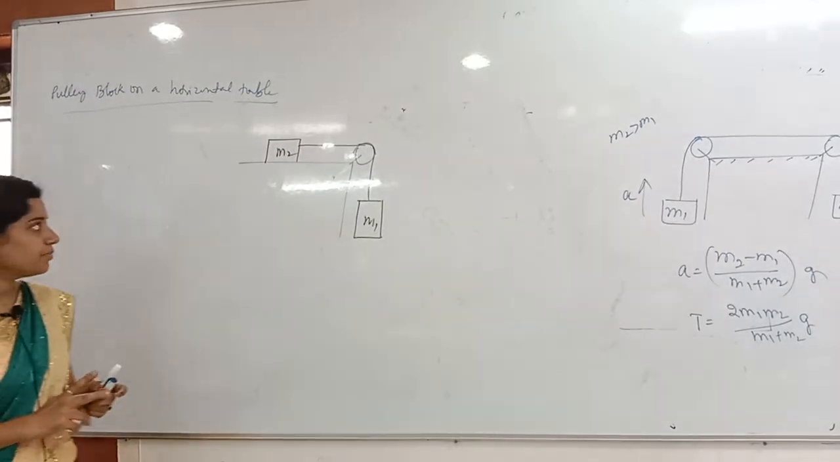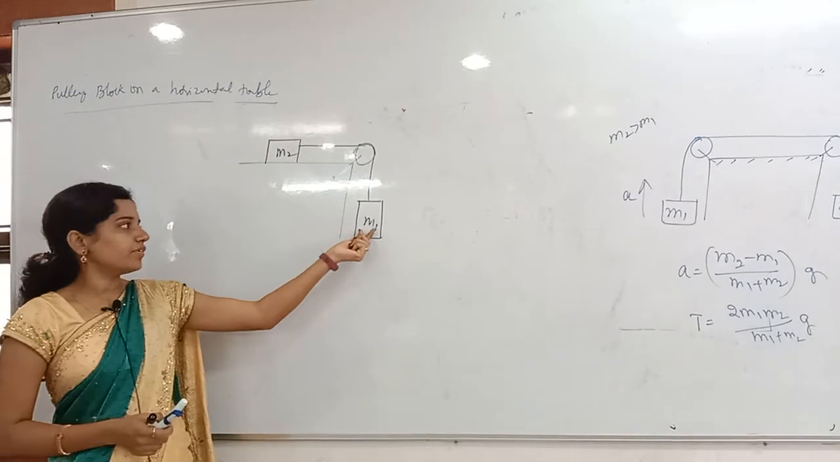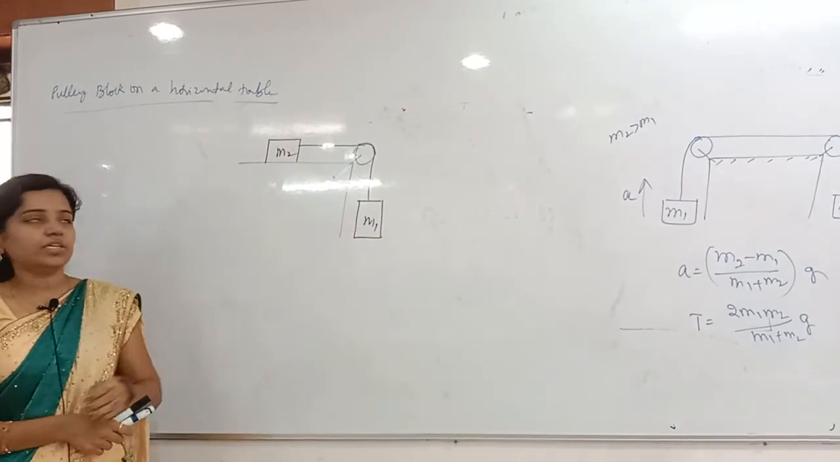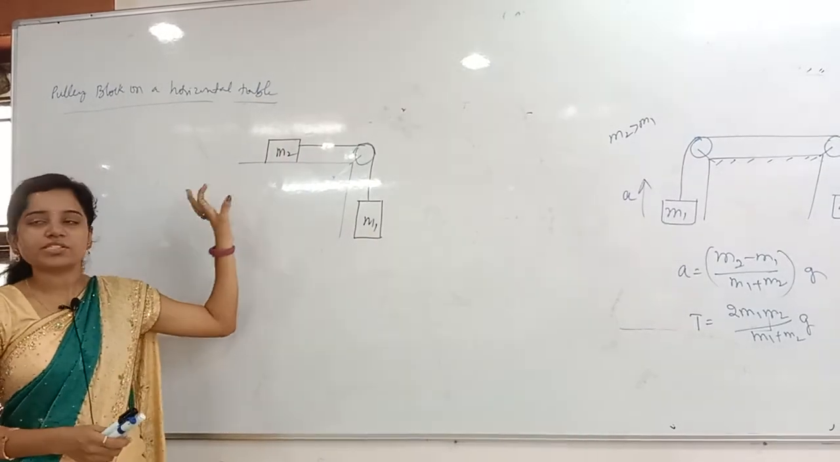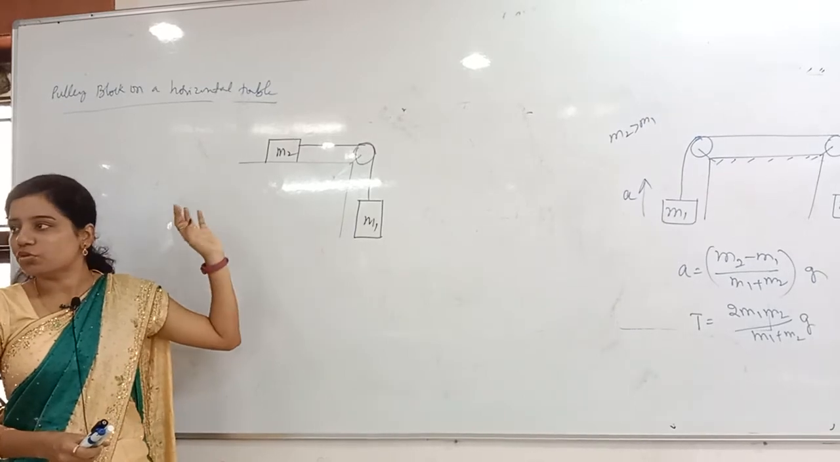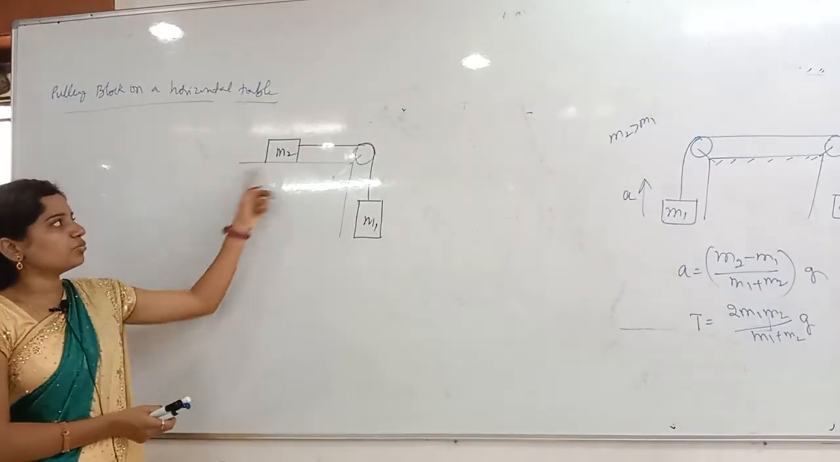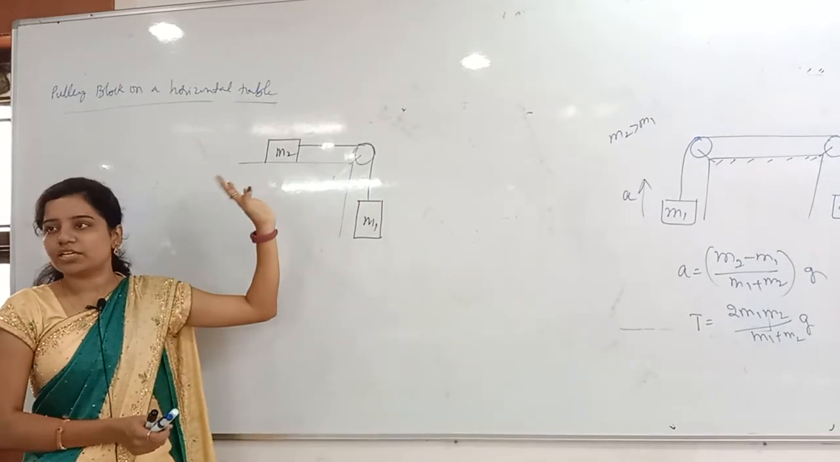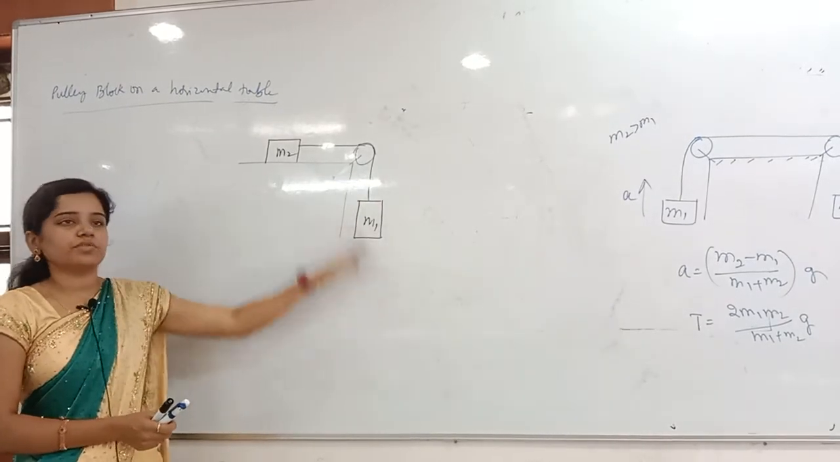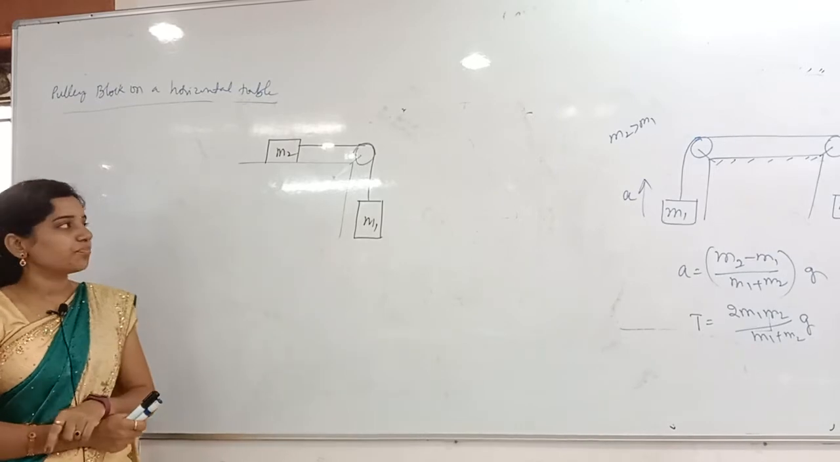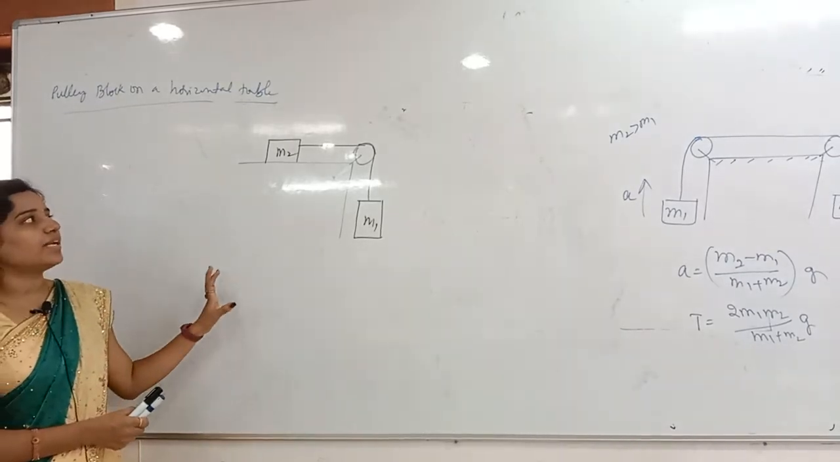Now this is the next setup. Here I have taken m1 and then m2. m2 is constrained to move, that is, restricted to move only in which direction? m2 is restricted to move only in the horizontal direction. m1 will move in which direction? Only the vertical direction. Now I have to find out the acceleration.